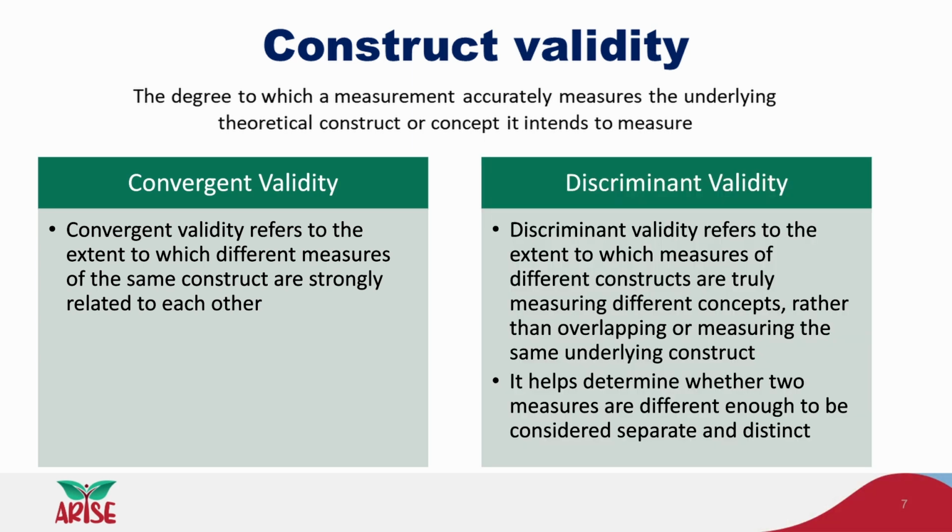Conversely, discriminant validity refers to the extent to which measures of different constructs are truly measuring different concepts rather than overlapping or measuring the same construct. Essentially, it helps to determine whether two measures are different enough to be considered separate and distinct. To demonstrate discriminant validity, let's use the example of self-esteem. Both self-esteem and self-confidence are related to one's perception of oneself, but they do represent distinct constructs.